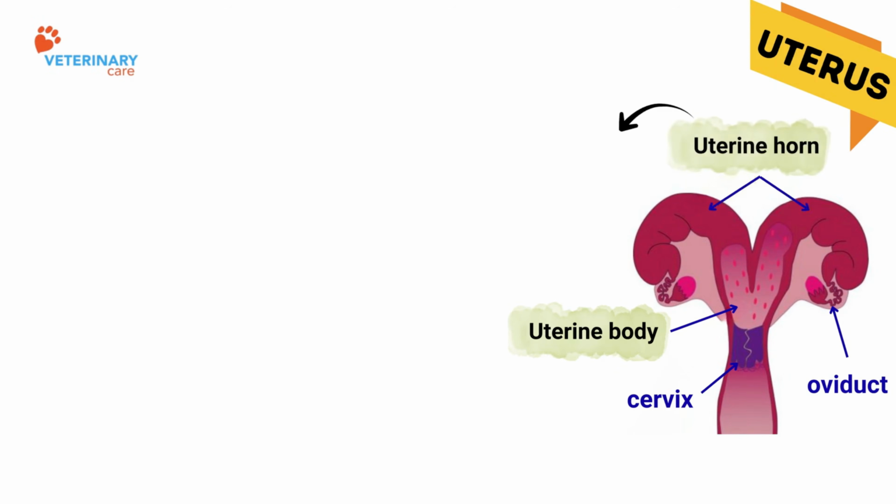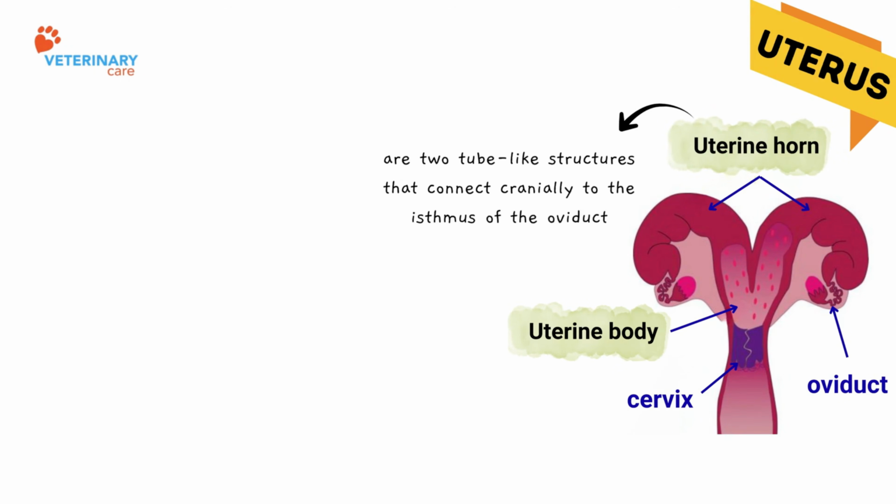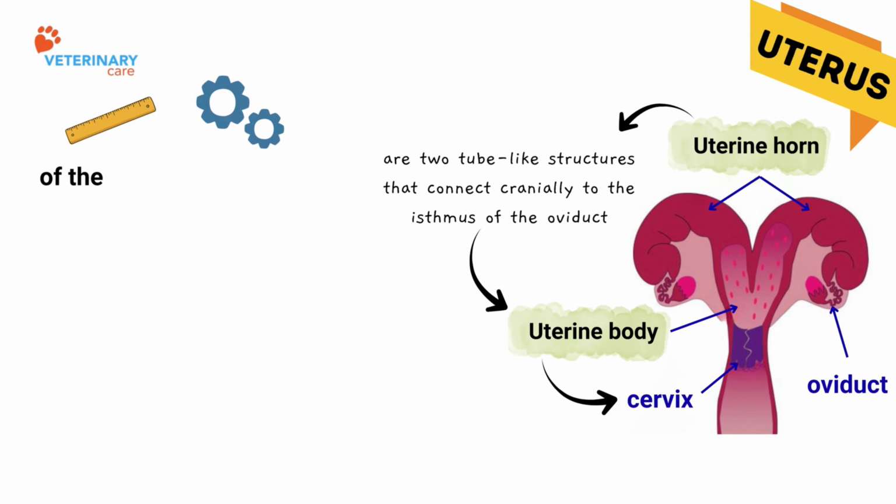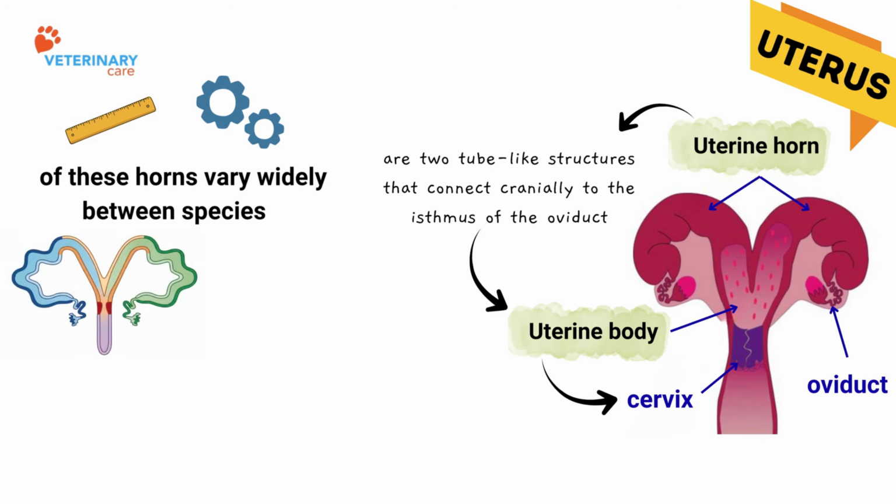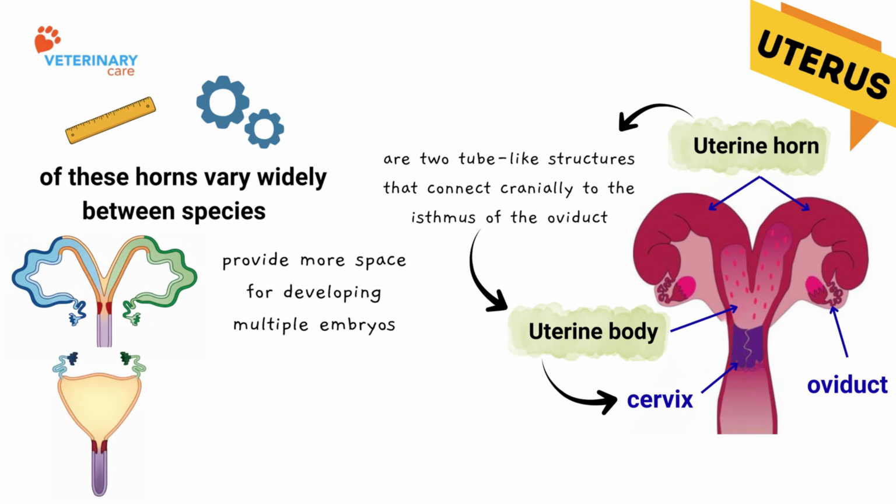The uterine horns are two tube-like structures that connect cranially to the isthmus of the oviduct. Caudally, they join together to form the uterine body, which then connects to the cervix. The length and development of these horns vary widely between species. For example, some animals have long uterine horns that provide more space for developing multiple embryos, while others have a large uterine body and short horns, suited for single offspring.